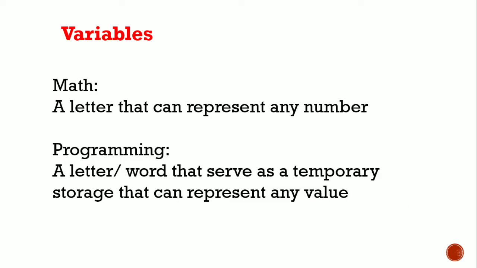Then we have a term, variables. Ang variable, importante ni siya in programming. So sa atong math, atong hibawan nga variable is a letter that can represent any number. Pero sa programming, it is a letter or word that serves as temporary storage that can represent any value. So it's either text or number.